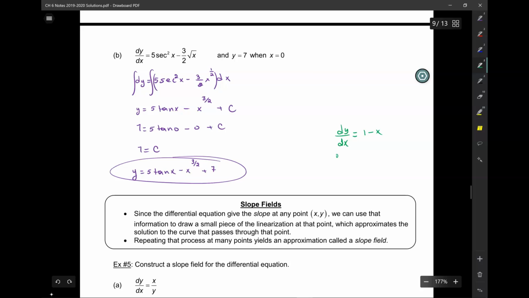You just plug it in, right? Yeah, at x equals 0, dy/dx is equal to 1. Would I be able to find the slope at x equals -2? Yeah.